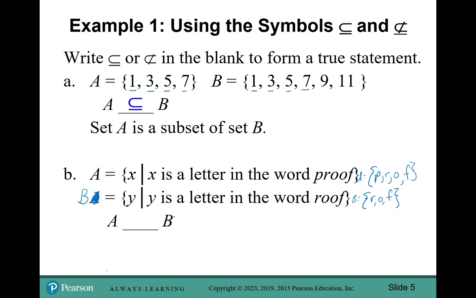So, is A a subset of B? Well, does B contain every element of A? No. A has this letter P. B does contain the R, the O, and the F, but it does not contain the P. Therefore, A is not a subset of set B, which can be written with the not a subset symbol. So, that is our notation for not a subset.